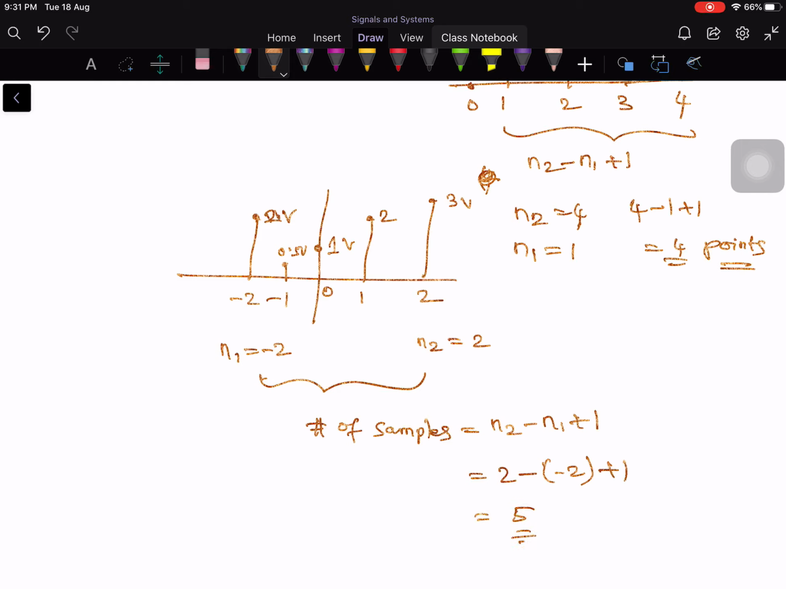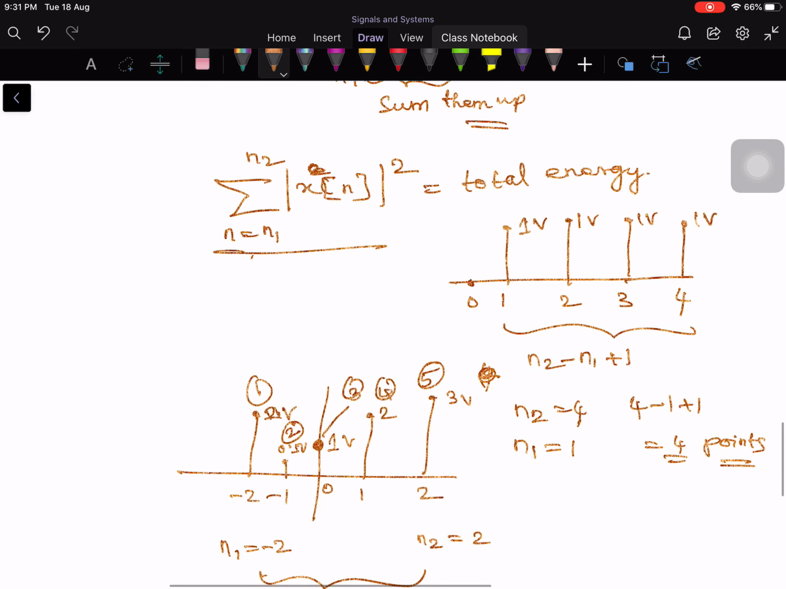Now look at here. This is the first sample point. Second one, there is one sitting here. Third one, fourth one, fifth one. So there are 5 points. So the number of points in the interval n1 to n2 is n2 minus n1 plus 1. Therefore, this is the total energy. To find the average energy, divide by its length.